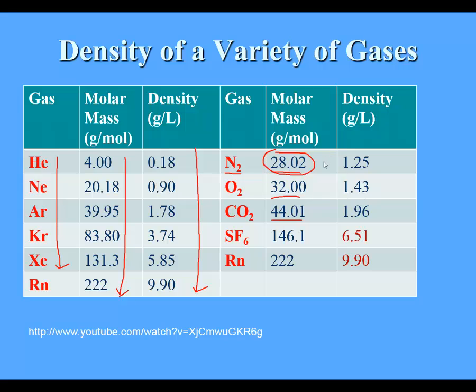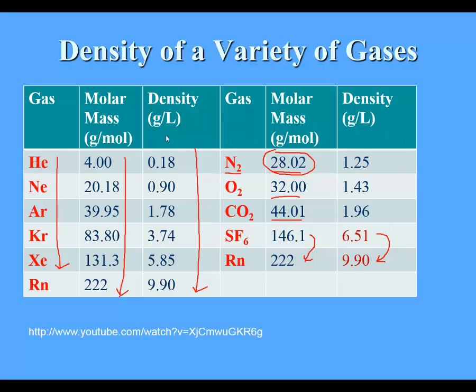So as we have increasing molar masses, though, we're still seeing densities increase. For example, if I had sulfur hexafluoride, it has a molar mass of 146.1 grams per mole, and its density would be 6.51 grams per liter. Now, radon gas has a molar mass of 222. It has a higher molar mass, and so as you might expect, it has a higher density. We're going to look at how to calculate these densities in a minute. The radon gas would have a density of 9.90 grams per liter.